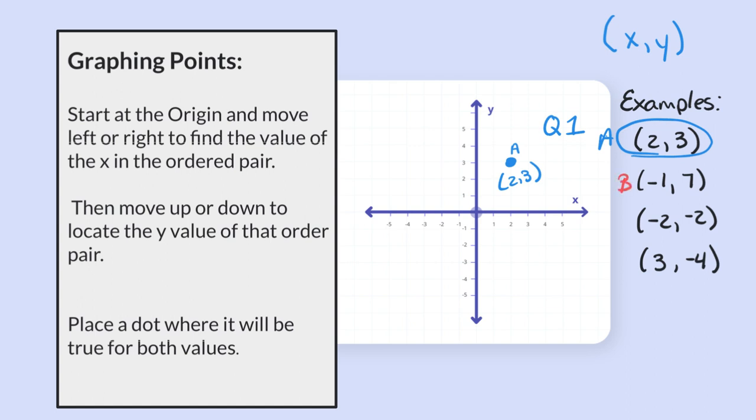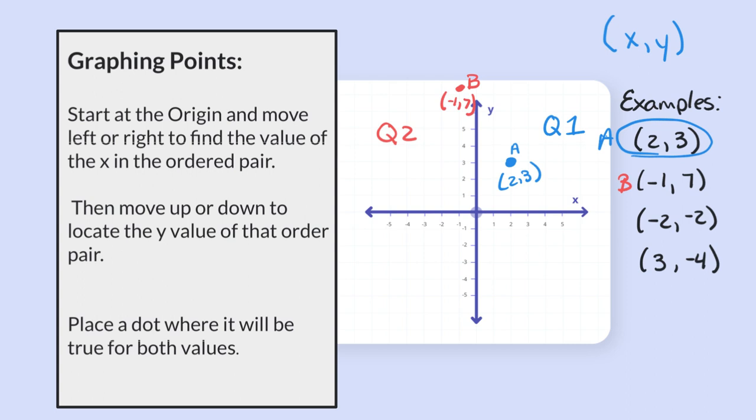Second one, we'll call this one B. Start at the origin again, and my first number is -1. So I'm going to go left or right to find -1. Well, -1 is to the left. Now I have 7 as a y. So I'm right here at -1, and I need to go to 7. So 7 is up. So 1, 2, 3, 4, 5, 6, 7 would be right up here. Up here would be point B, and that is at -1, 7. And that is in quadrant 2.